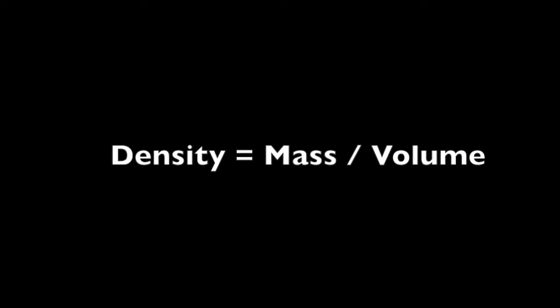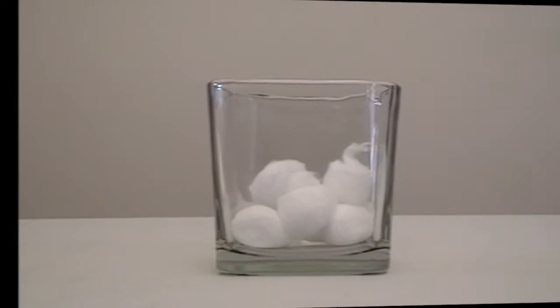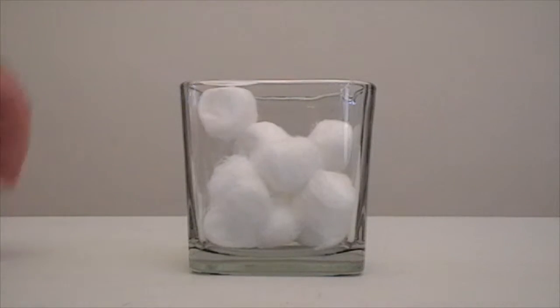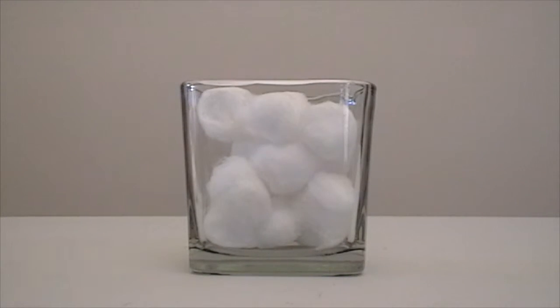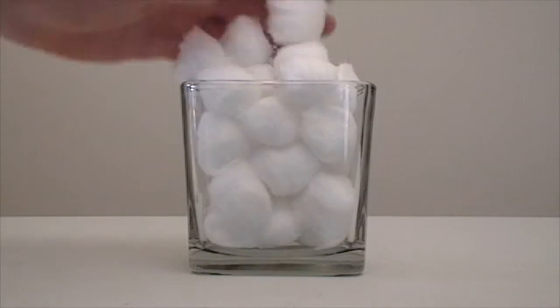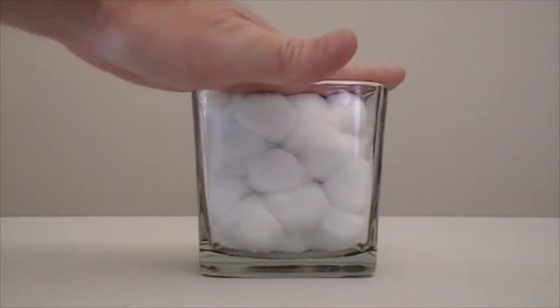Density is a ratio of how much mass a substance has for its volume and can be shown mathematically as density equals mass over volume. It might help to think of density as a measurement of how tightly packed together the particles are that make up a particular substance. The more tightly packed the particles are, the more dense that substance is.